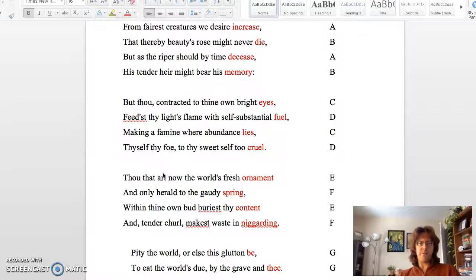And this is sort of a combination of those 2 ideas, saying, look, right now at this moment, you are at your prime. You're the world's fresh ornament in a springtime of youth. But you're keeping the best thing you have, which is the possibility to create more of yourself, to yourself, and you're making waste that way. So it's not going to be shocking how the poem ends. "Pity the world, or else this glutton be, to eat the world's due, by the grave and thee." Pity the world, in other words, have pity on all of us, reproduce yourself.